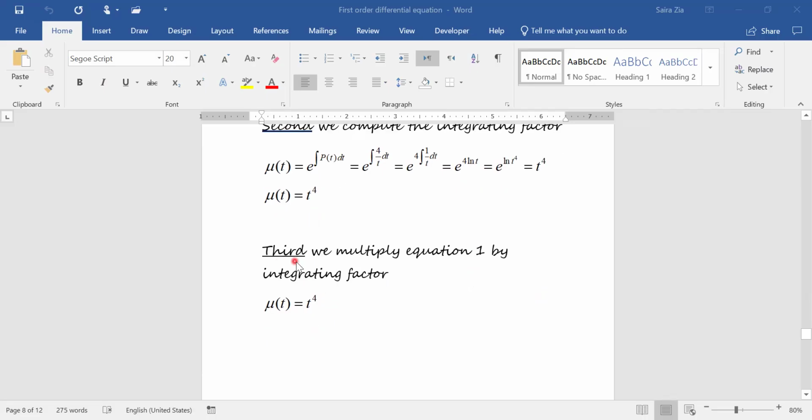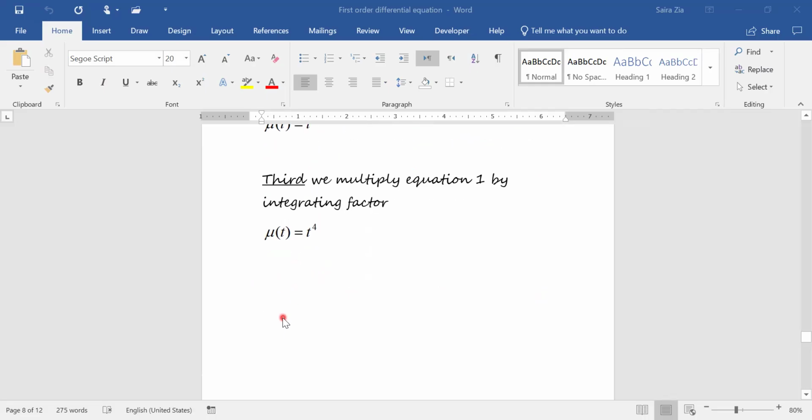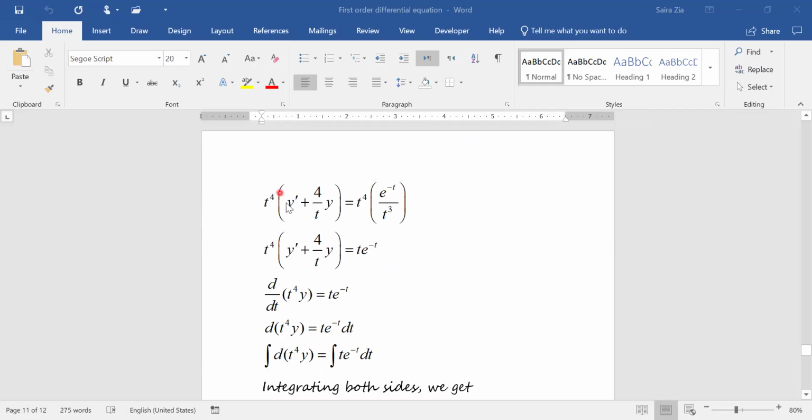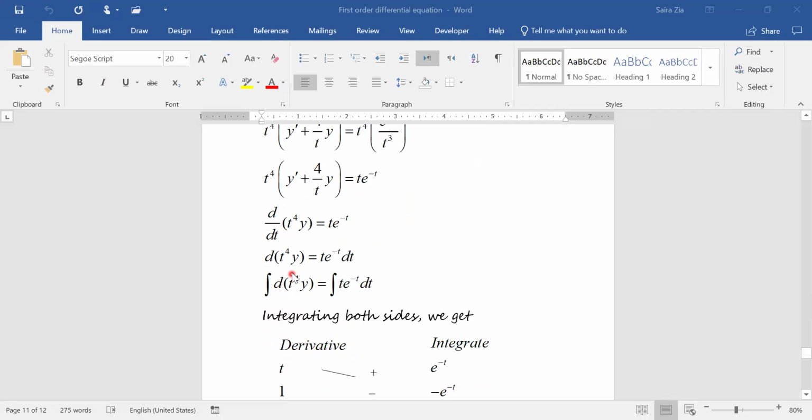Third, we are going to apply the equation by the integrating factor. So we will multiply each term by the integrating factor, that is t to the power 4. On the right hand side also t to the power 4. So multiply each term, and this and this will cancel. Here we are left with just t, and on this side we can write the derivative of the integrating factor multiplied by y. This is always the rule. After that we take dt on this side and integrate both sides.